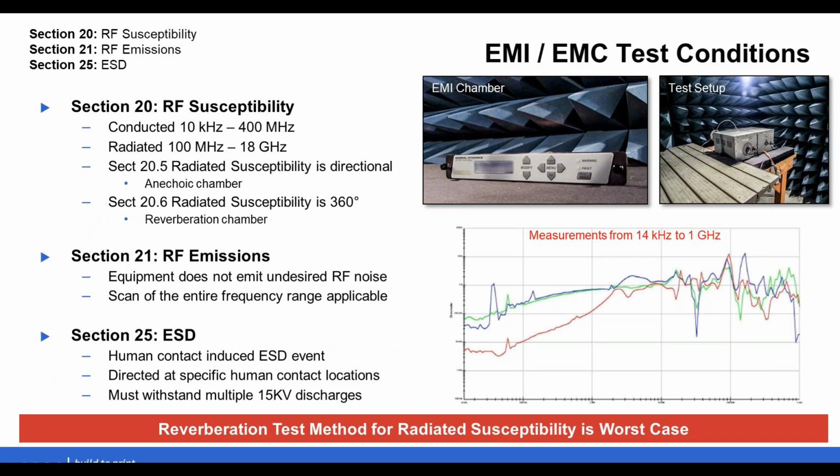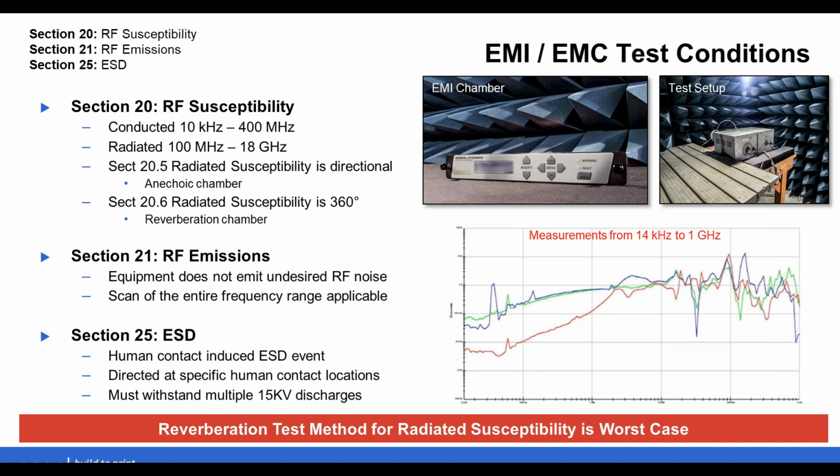The radiated tests are typically performed above 100 megahertz and can be tested all the way to 18 gig. Those are using radiated susceptibility test antennas, and is typically either directional and tested in an anechoic chamber, or is a 360-degree test, which is performed in a reverb chamber.